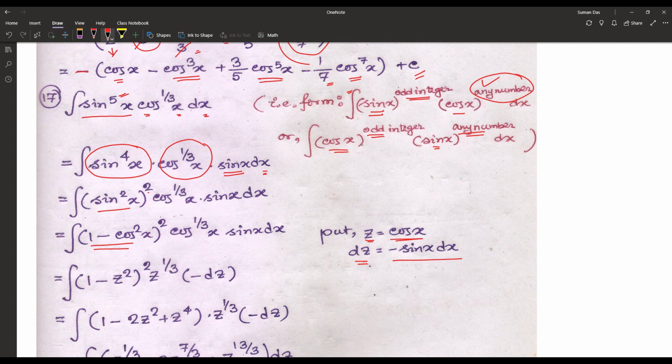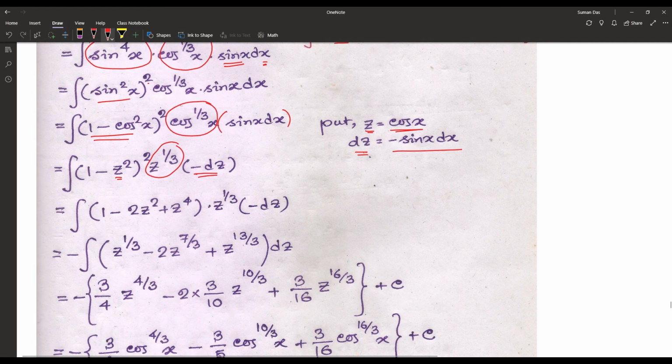So we can put that value here as minus dz, and cos x as z, so we may write that as z to the power 1 by 3, and 1 minus cos square x can be written as 1 minus z square whole to the power 2. Once again we are just expanding the a minus b whole square formula here, so that is 1 minus 2 into z square plus z to the power 4.